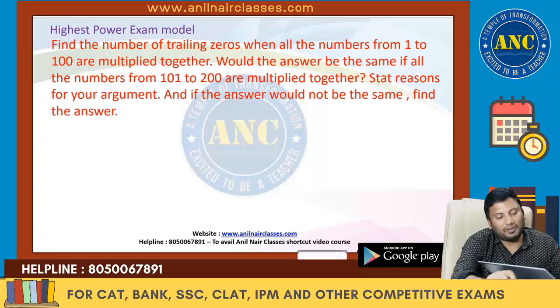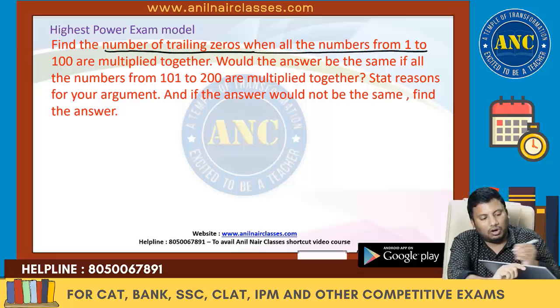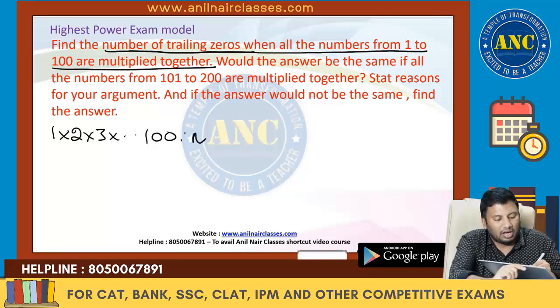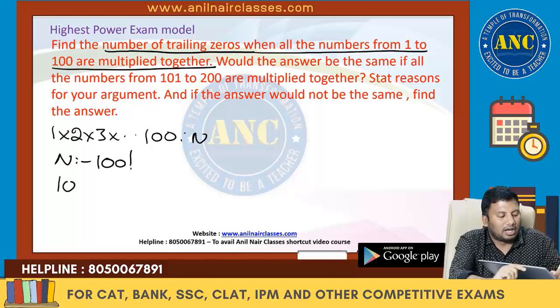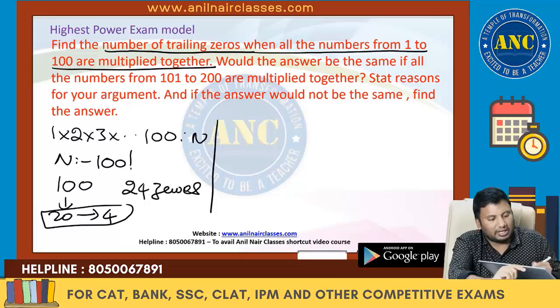Next one, find the number of trailing zeros when all the numbers from 1 to 100 are multiplied together. 1 into 2 into 3 and so on up to 100. If I call it n, n is nothing but 100 factorial. 100 has 5 20s and 5 4s. 24 zeros I will get.